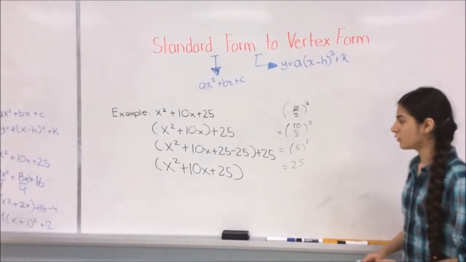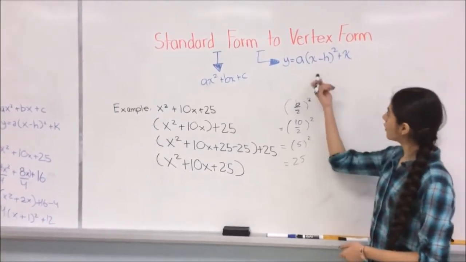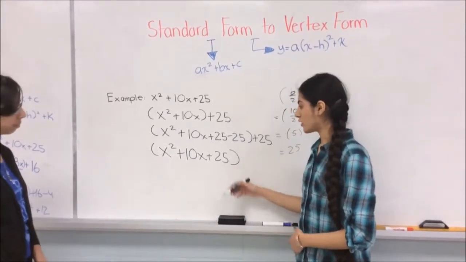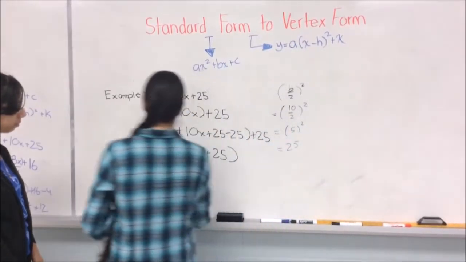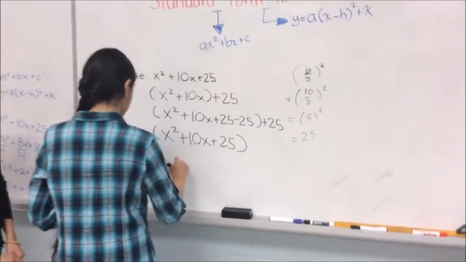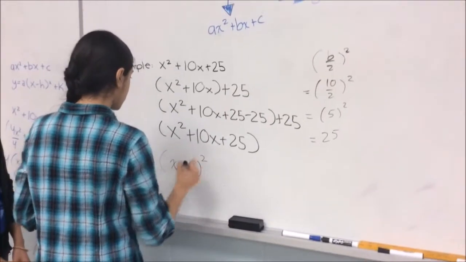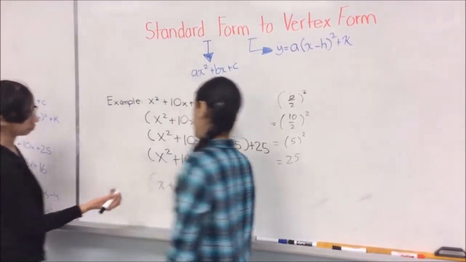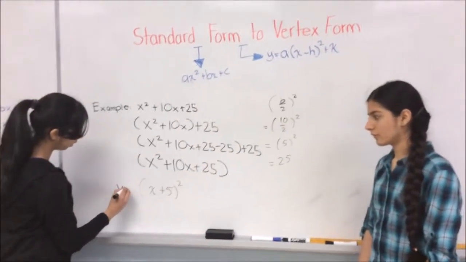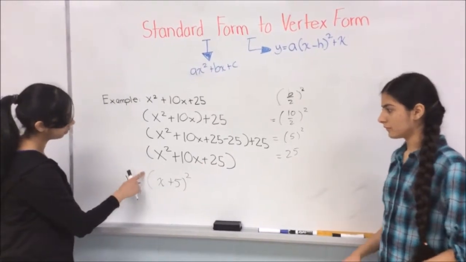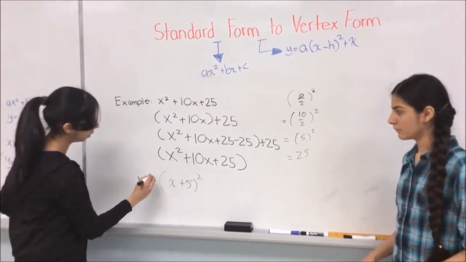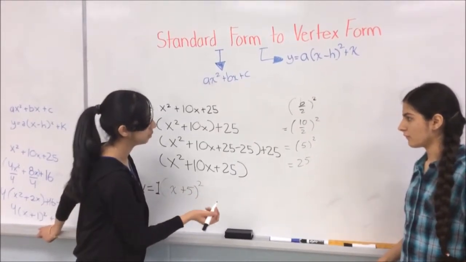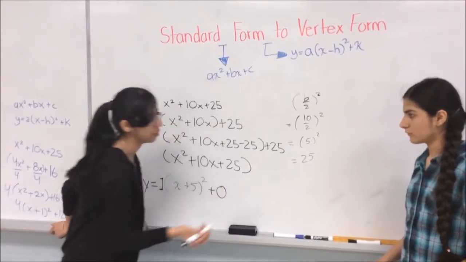So our last step is to write this equation in vertex form. As you know, this is a perfect square equation, so our final answer would be (x + 5)². The square root of x² is x, and the square root of 25 is 5. So at the end, you're going to do y equals, a is 1 because the leading coefficient is 1. So y = 1(x + 5)², and k doesn't really have any value, so I guess you could say plus 0, but it's not mandatory.